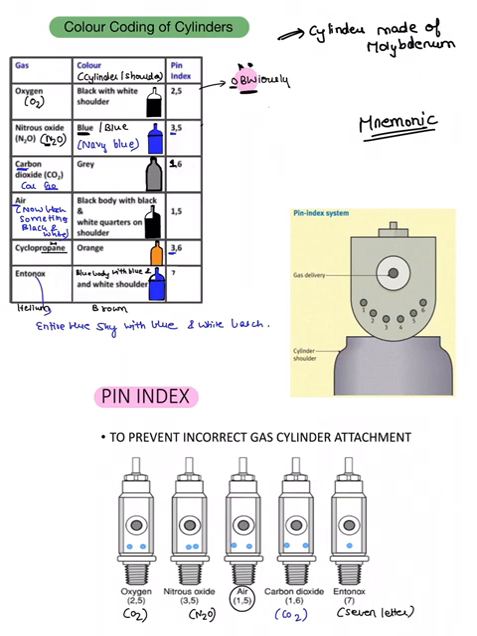Now talking about nitrous oxide, that is N2O. How can you remember it? Remember it as navy blue, meaning you have a blue body with blue shoulder. Now coming on to carbon dioxide. How can we remember, guys? Cargos, or you can make C into a G, meaning gray body and gray shoulder, guys.